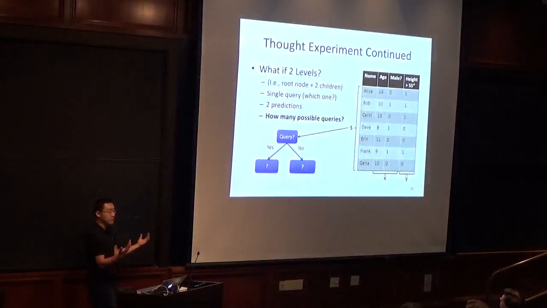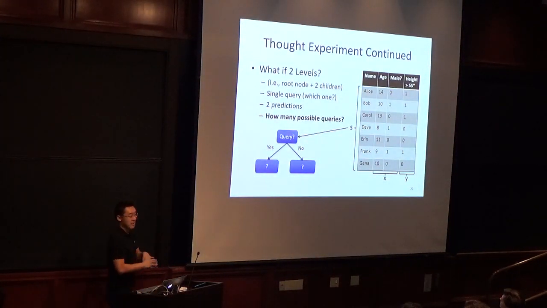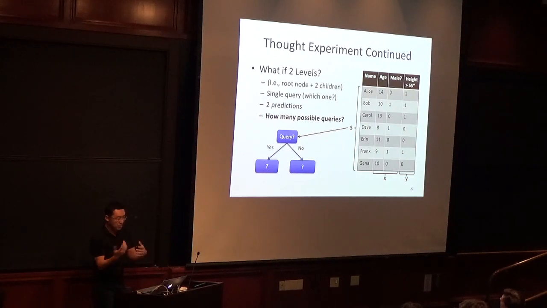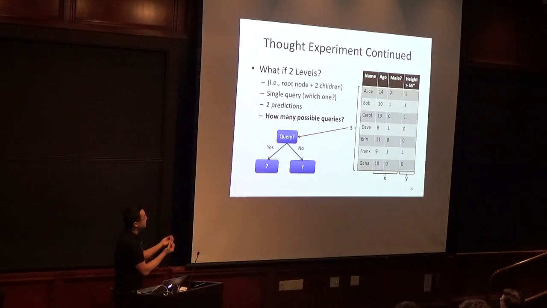Okay, so what if we have 2 levels? Now we covered the case of just 1 level, which is a super degenerate case. Now let's look at a slightly more interesting case where we have 2 levels. So the root node has 2 children, which means there's a single query that we can place in this decision tree. So we have 3 decisions. We have what is the query, and what are the predictions in the 2 children nodes that are now the leaf nodes.